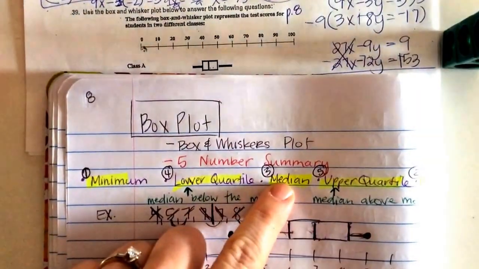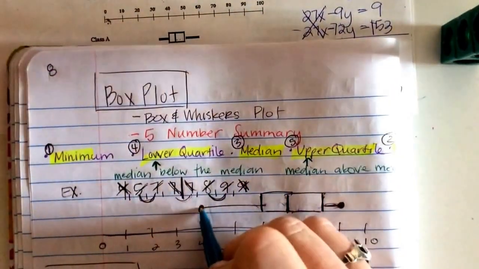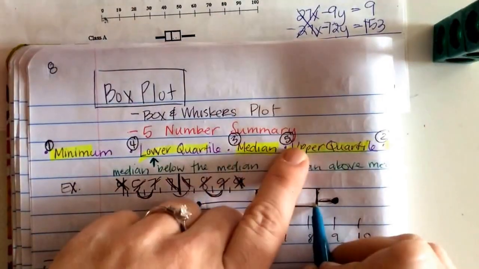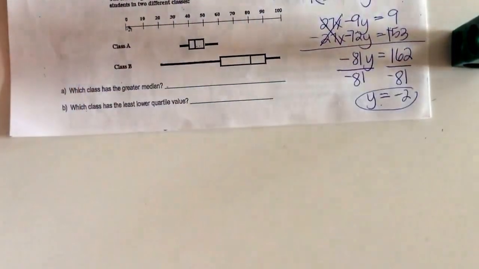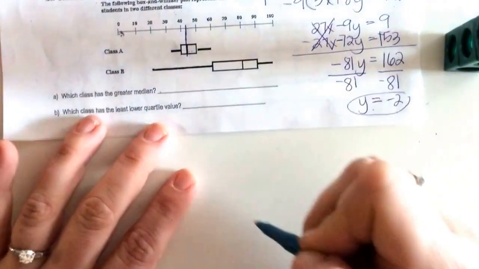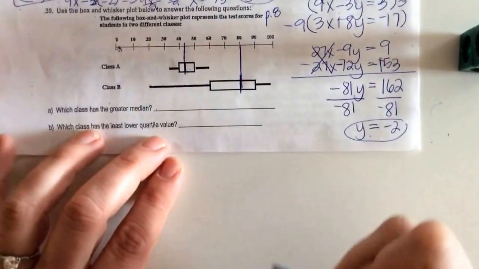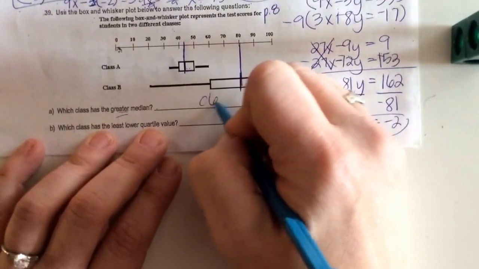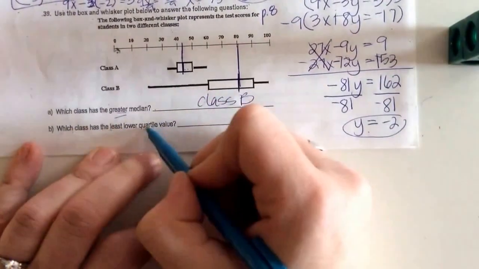The median is the third piece of data in a box and whiskers. So it's the middle. Here's the minimum, lower quartile, median, upper quartile, and maximum. So the median is right here, so we're going to have to estimate whatever number that is. And the median is right here, which you'd have to say is probably 80. So which one has the greater, bigger median? Class B.